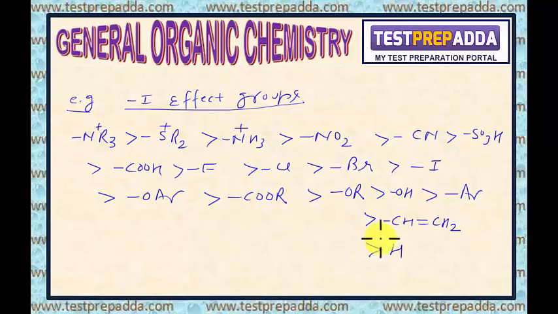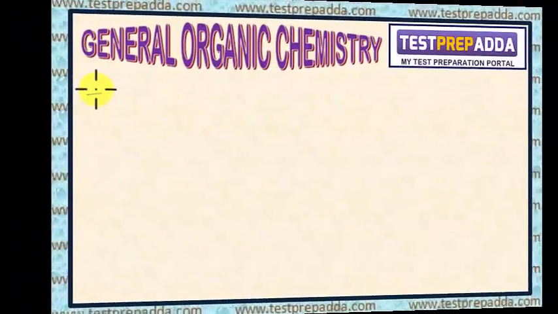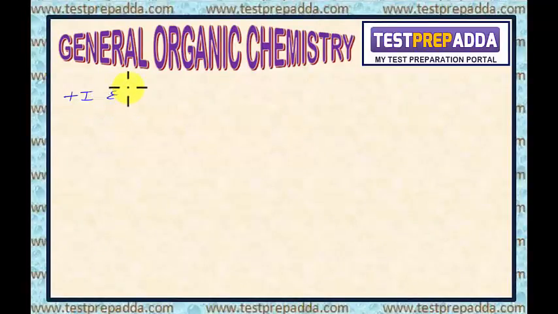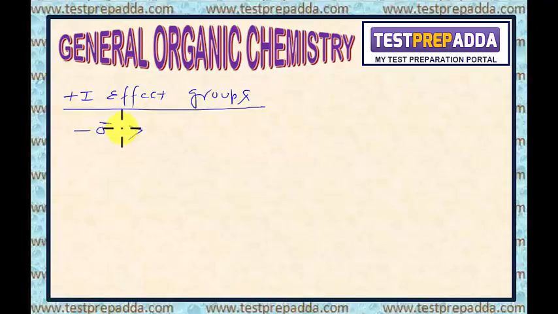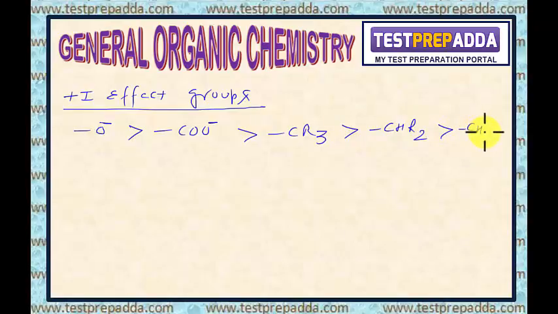Now I will talk about the plus I effect groups. Examples of plus I effect groups with their relative strength. O minus greater than COO minus greater than CR3 greater than CHR2 greater than CH2R greater than CH3 greater than D. Okay, so these are the examples of minus I effect groups and plus I effect groups.